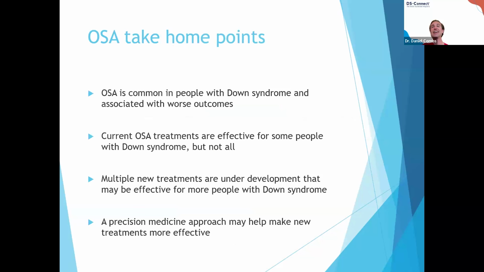So to summarize, the big take-home points: obstructive sleep apnea is super common in people with Down syndrome, and is associated with worse outcomes pretty much across the board. Current OSA treatments are effective for some people with Down syndrome, but not all. There's lots of new treatments under development. I know there are other researchers working in this area, and I didn't talk about any of the things they're doing. So there's a lot of things out there. And we're optimistic that using that precision medicine approach can hopefully help make new treatments more effective.